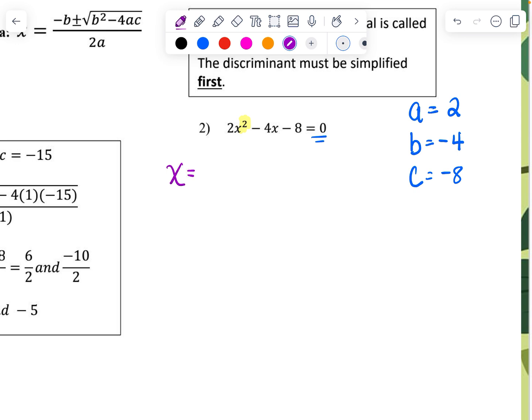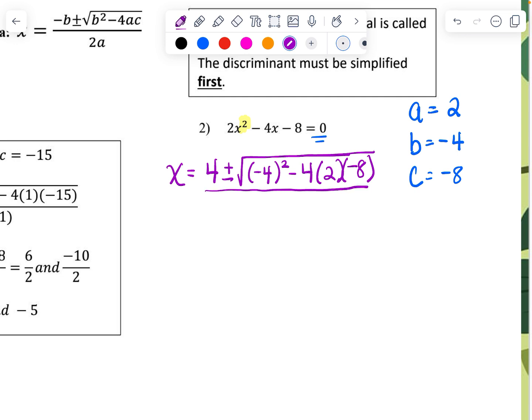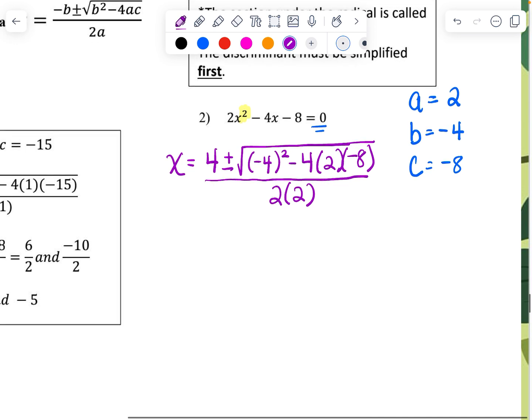And then I just start the quadratic formula. X equals the opposite of B plus or minus the square root. And I'm really careful here. B squared goes in parentheses, always, minus 4 times A times C. I have to simplify underneath the radical without a calculator, all over 2 times 2. The first thing I'm going to do is simplify underneath this radical sign.